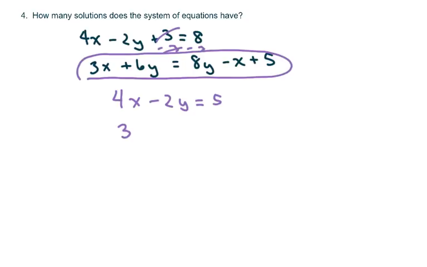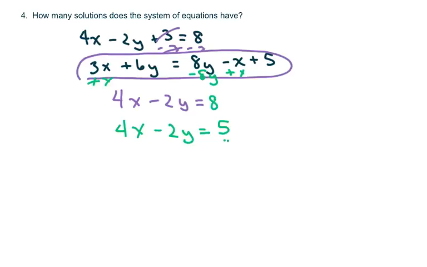Whoops, let me do it over here. When you add the x to both sides, you get 4x. So we have 4x. And when I subtract the 8y from both sides, I get negative 2y equals 5. Well, no, this one equals 8, sorry. I knew something was wrong. So this is 8. And this is 5.